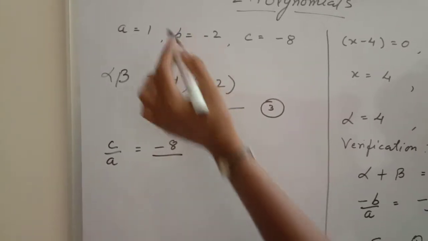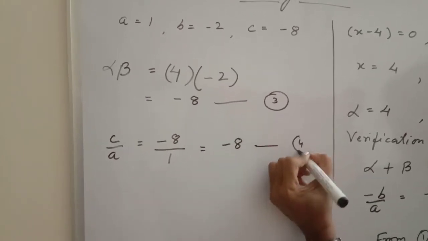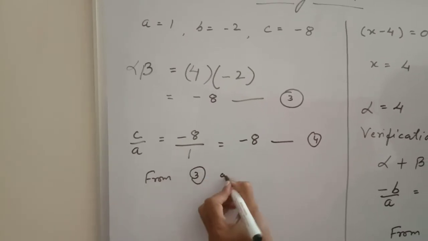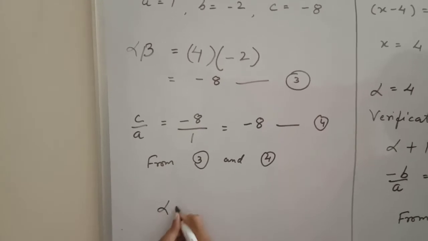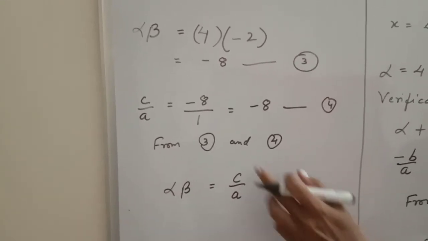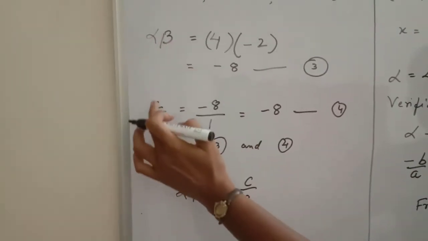What is my A? 1. So minus 8. Let it be my fourth. So from 3 and 4, I will get alpha into beta is equal to, see, this is minus 8, this is also minus 8. That means alpha into beta is equal to C by A.